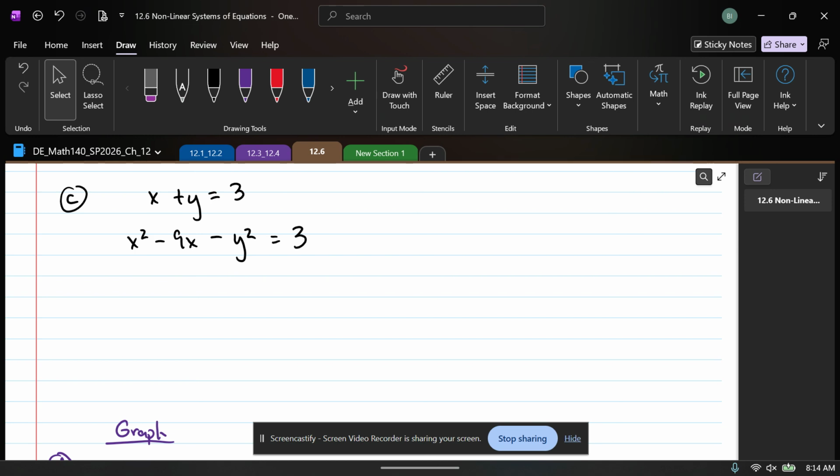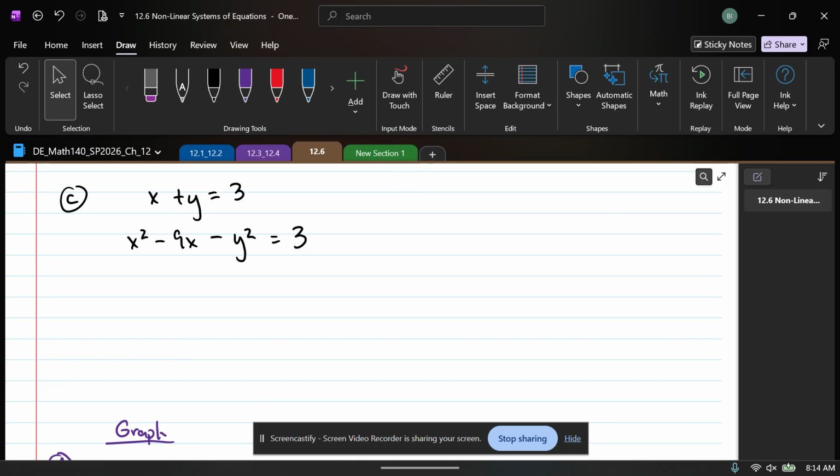So I don't have any opposites on the x squared. I don't have any opposites on the y squared. I don't even have any y squareds in the first equation. So when I look at that, I think, okay, elimination is probably not my best choice here because it's not going to eliminate the y squared or x squared if I do anything. So this is where substitution would be a good idea.